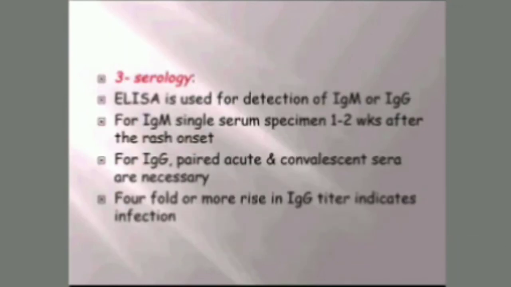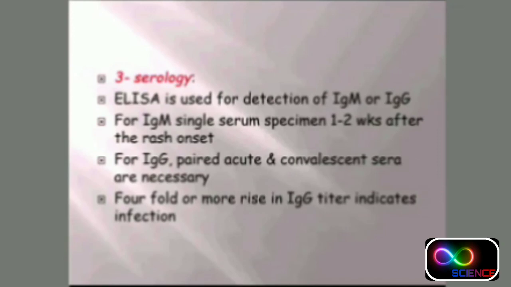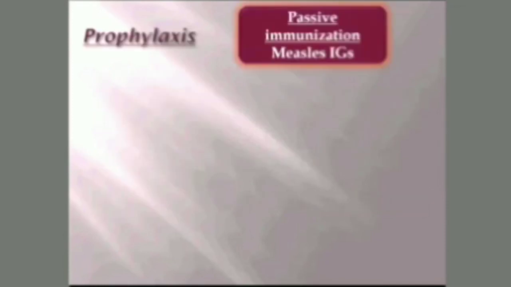Serological diagnosis: again, you should have IgM detection, means antigen detection in the early phase, IgM detection for recent infection, and if you have an IgG detection kit, then you have to go for paired sera examination and a four-fold rise in the antibody titer. Prophylaxis.